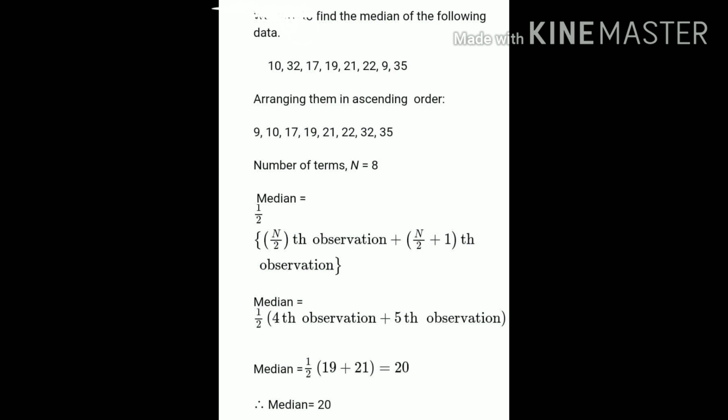So the formula is half into n by 2 th observation plus n by 2 plus 1 th observation, where n is 8. 8 by 2 is the 4th observation, plus 8 by 2 plus 1, that is the 5th observation. Then the median is 20. And this is how you can find the median by using the formula.